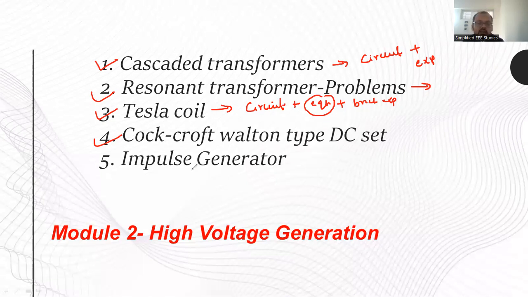Another important thing is to explain how to produce impulse voltage using a multi-stage impulse generator. Apart from that, you may get questions like a numerical example. So these are the important questions from module 2. Let us move on to module 3.